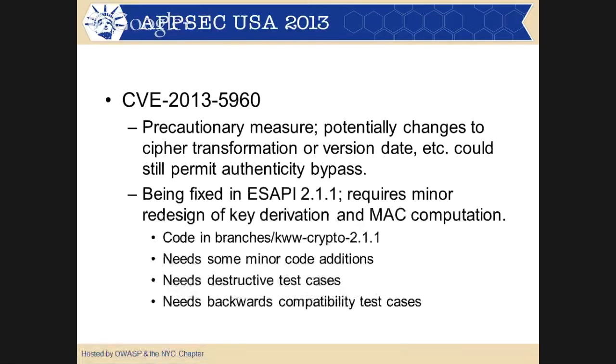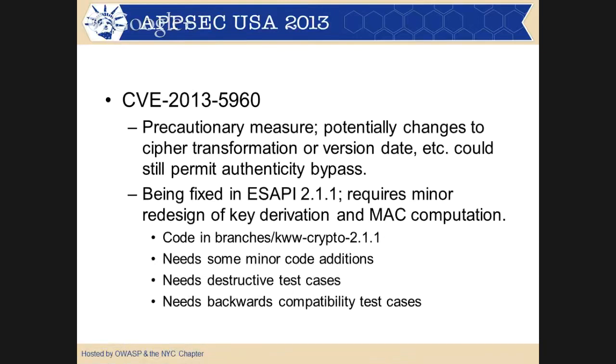There was another CVE related to the same thing. It's more of a precautionary measure. It has to do with being able to change other information. It's not something that can directly result in a security bypass right now at this point. It could if somebody was able to get the victim to change their ESAPI properties to, say, put in some other cipher transformation like OFB mode or something.